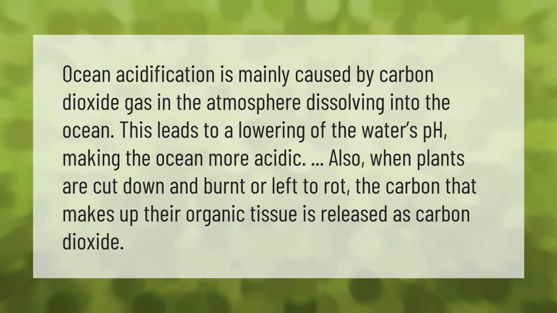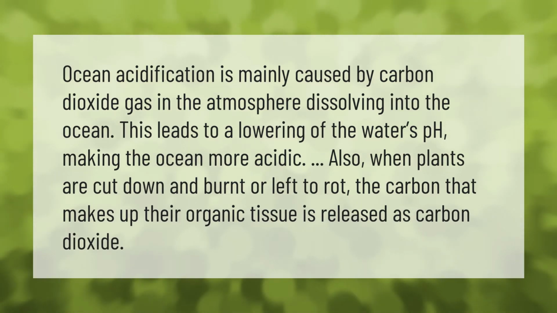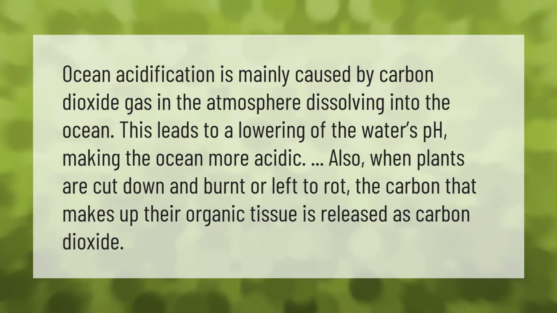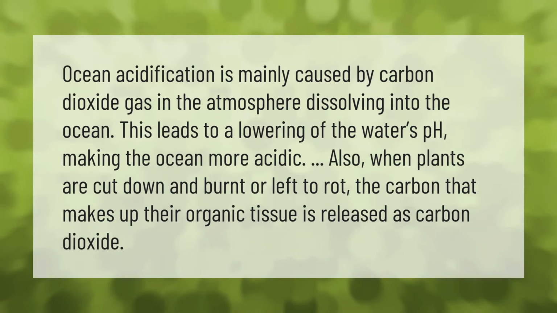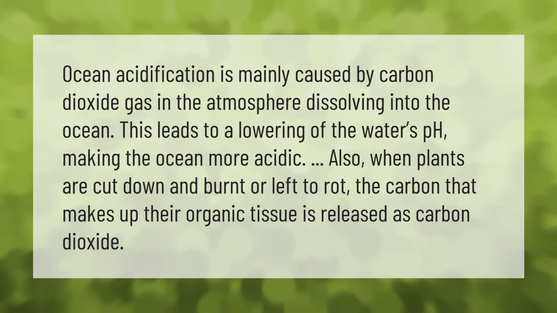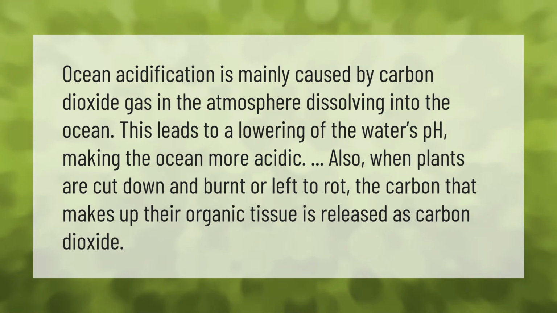Ocean acidification is mainly caused by carbon dioxide gas in the atmosphere dissolving into the ocean. This leads to a lowering of the water's pH, making the ocean more acidic. Also, when plants are cut down and burned or left to rot, the carbon that makes up their organic tissue is released as carbon dioxide.